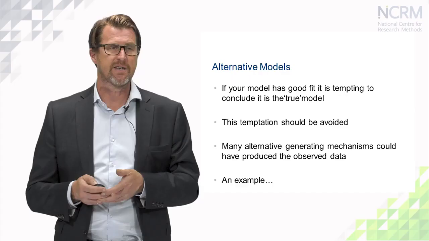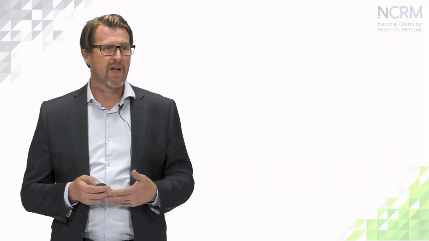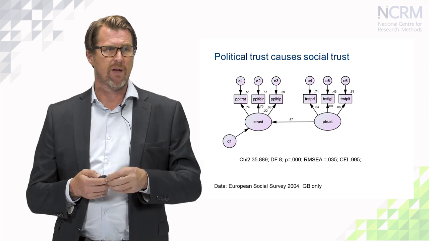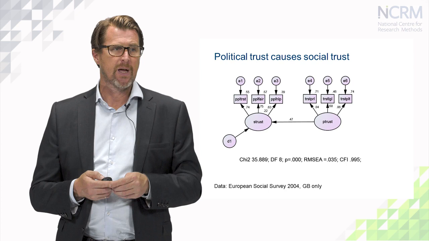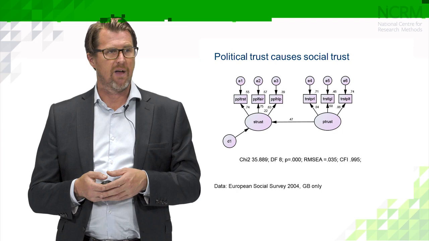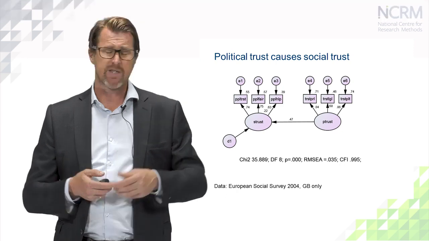Now, here's a very simple way of demonstrating that point. Here we have a simple bivariate regression of one latent variable measuring social trust on a latent variable measuring political trust. And this is using data from the European Social Survey. And you can see from the fit statistics there that this is a well-fitting model. And we have a significant beta weight there. So we find that political trust has a significant effect on, or relationship with, to be more neutral, social trust. So this might lead us to conclude that this is the true model.